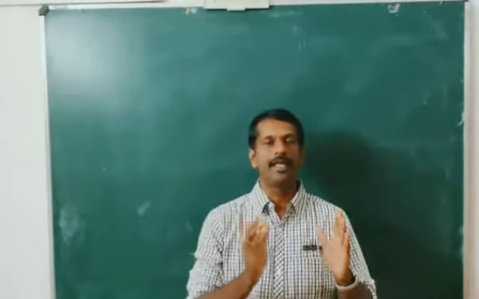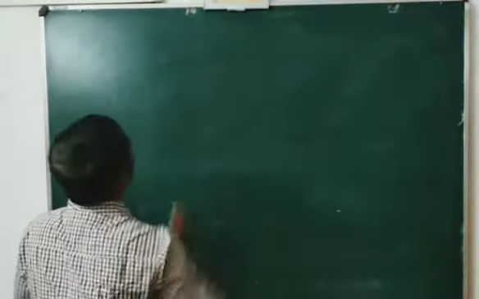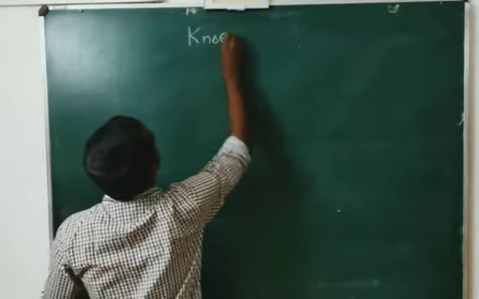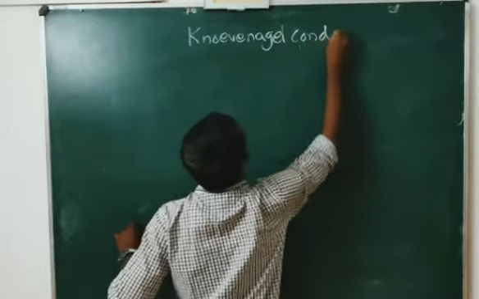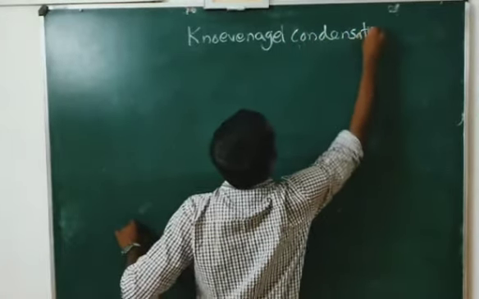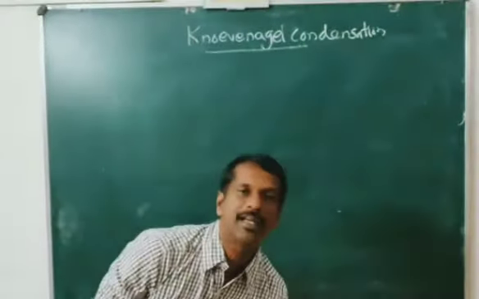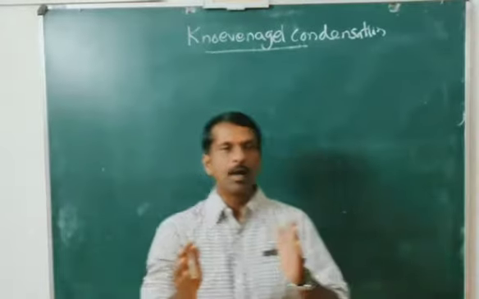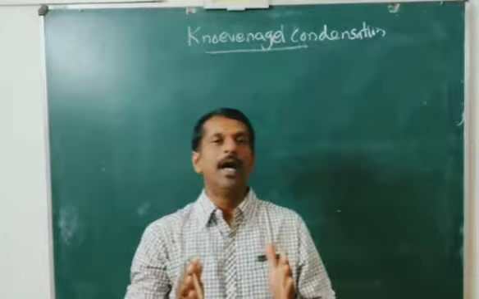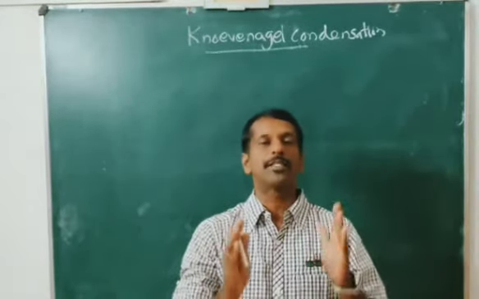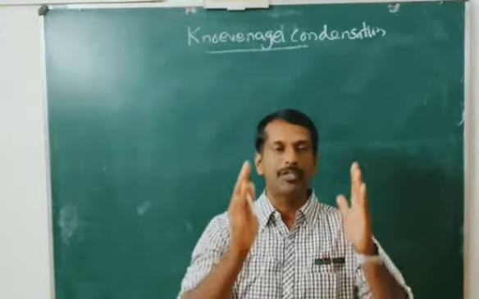Next, the condensation reaction of aldehydes and ketones is the Knoevenagel condensation reaction. What is that? Knoevenagel condensation reaction. In Knoevenagel condensation reaction, it is a condensation of an aldehyde or ketone with an active methylene compound in the presence of a base like amine to give an alpha beta unsaturated compound.